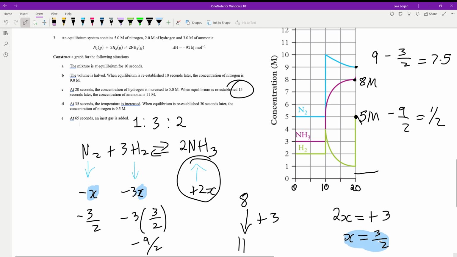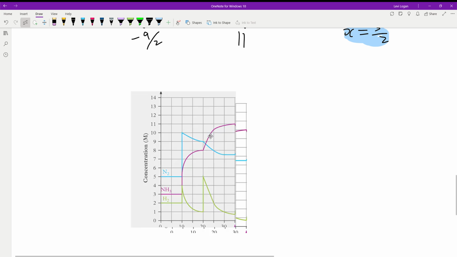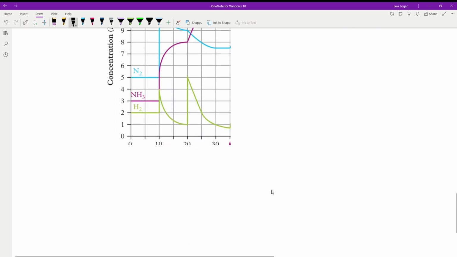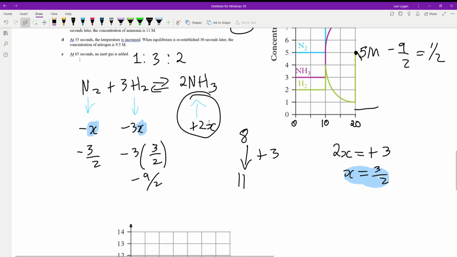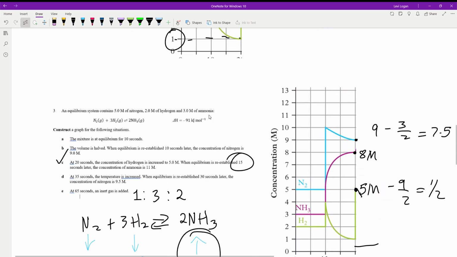That's what we should see after 15 seconds when equilibrium is re-established. If we take a look at their answer as well, we'll take a photo of just the next part of the graph, and they've done exactly what I predicted. So the numbers we predicted are correct. This one is at a half, this one is at 7.5, and this one here is at 11. So we got a half, 7.5, and 11. All correct. That's how you answer question C. Alright, let's take a look at question D now.